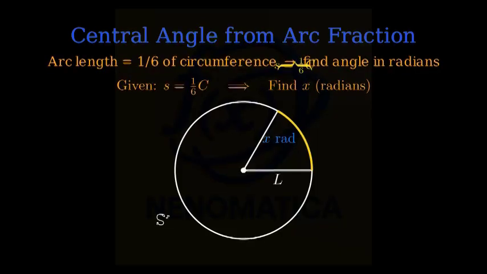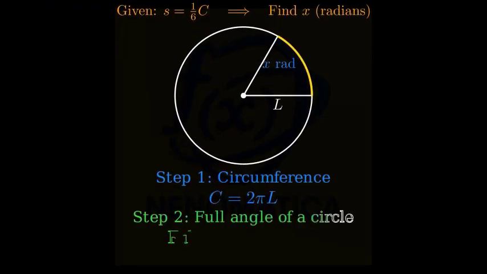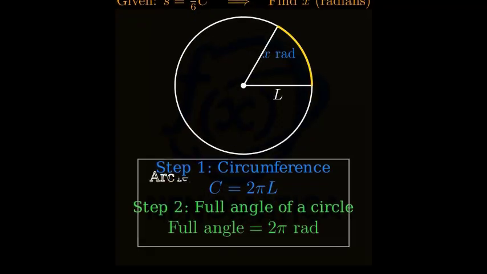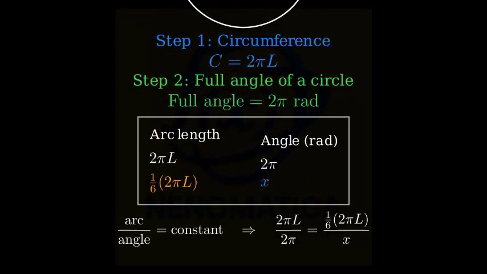Step 1. The circumference of a circle of radius L is 2 pi L. Step 2. One full turn around a circle corresponds to an angle of 2 pi radians. Step 3. We now set up a direct proportion because arc length is proportional to the central angle. We'll pair arc lengths with their corresponding angles. Step 4. Cross multiply and solve for x.